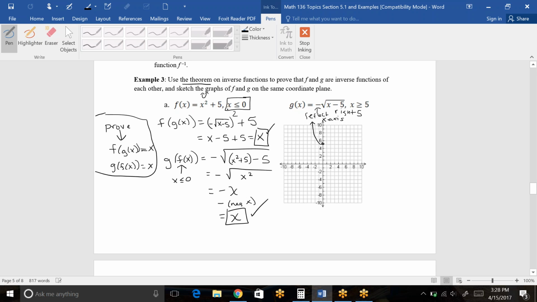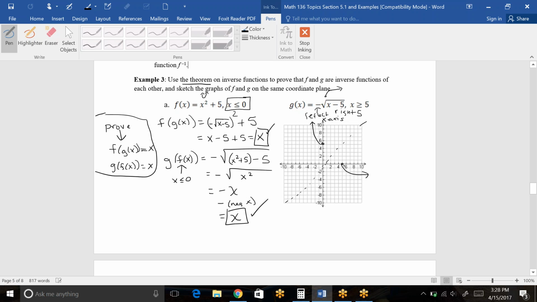Now you could just do these by a table of values. I'll show you that as well. But this is the shape like this. Remember, that's the generic parent shape. So normally it would be here at (0, 0), but we're going to move it right 5, and then we reflect it down. So the shape is like this. So notice if you were to imagine that line y equals x there, which I'm not drawing very good, notice those are mirror images of each other.